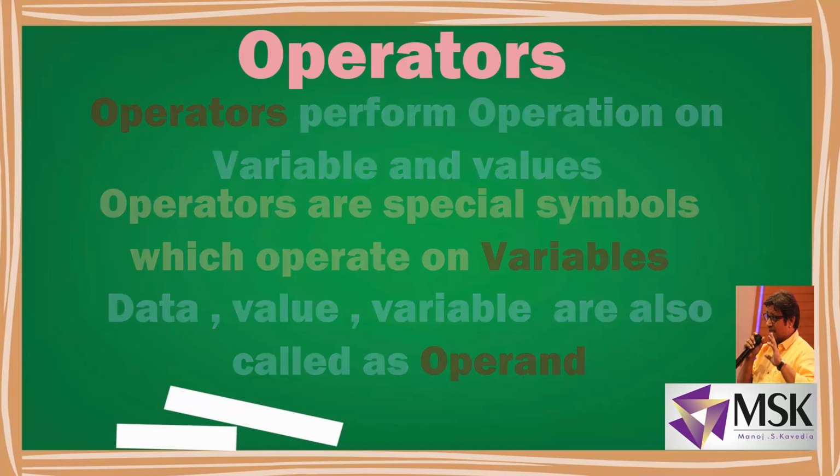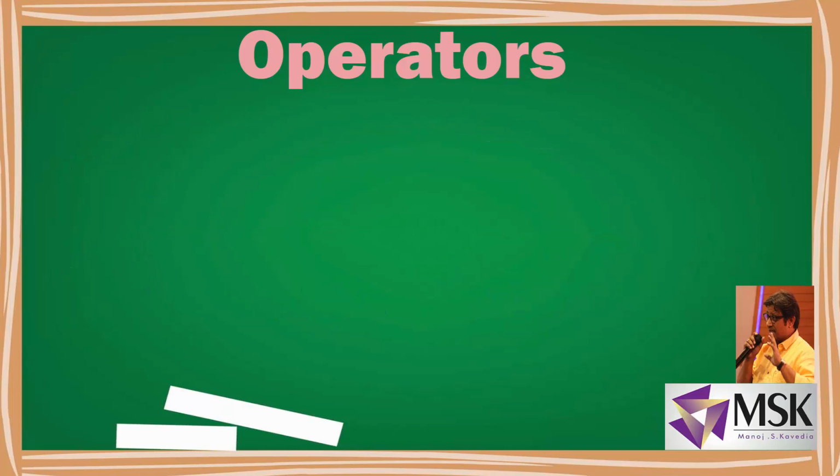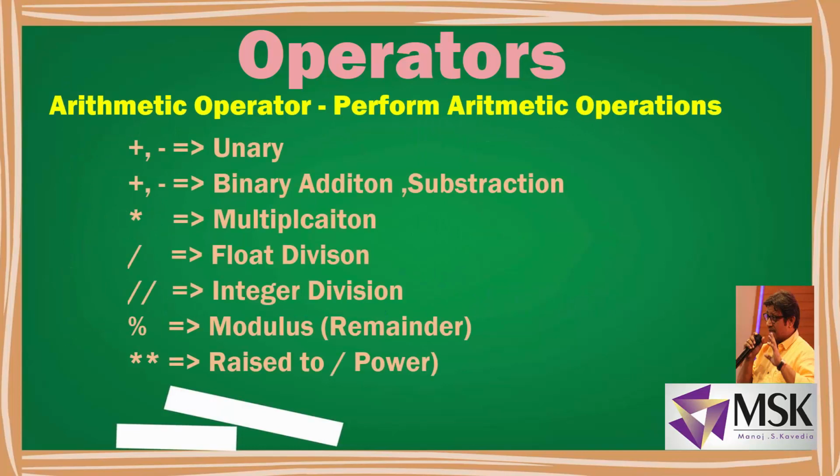Python provides many different types of operators. There is the arithmetic operator, then assignment operator, comparison operator, logical operator. Then there are special operators like identity operator, membership operator, and bitwise operator. So these are the different operators provided in Python. Now let's see each operator in detail.